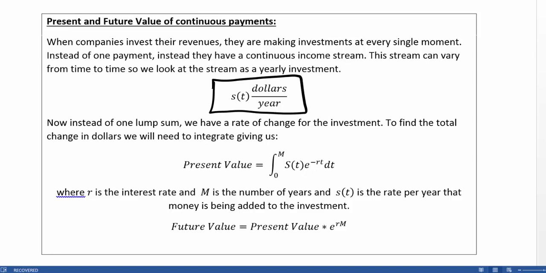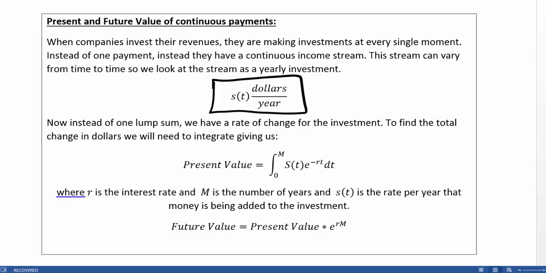So even though it's a constant rate, so maybe $5,000 a year, $20,000 a year, it's still a rate. So what we're going to do is we're going to use the integral to figure out the things we want to investigate regarding this money.